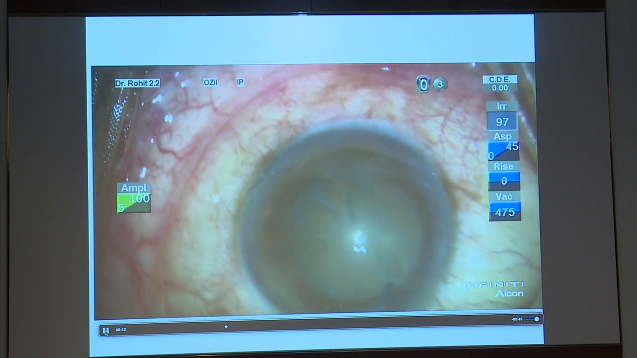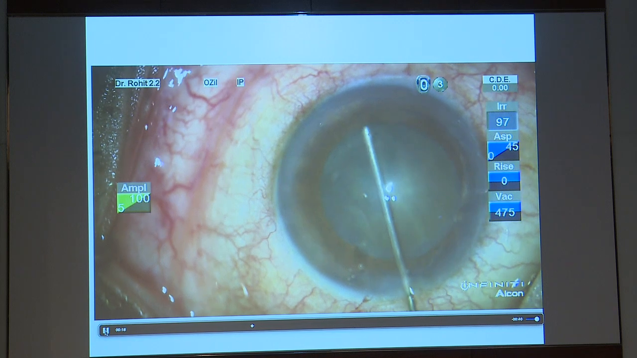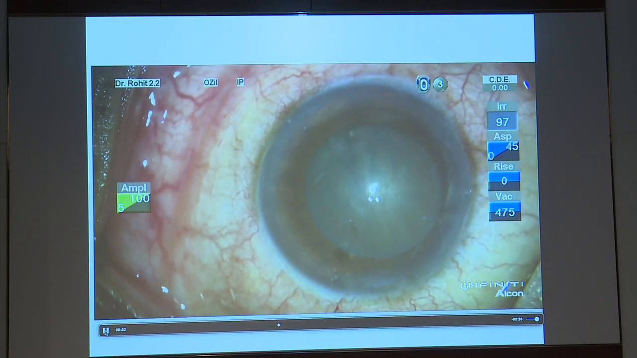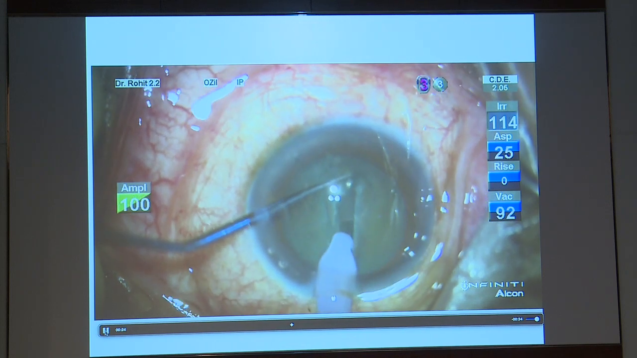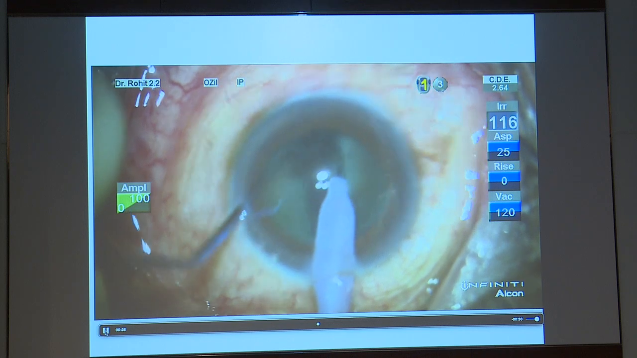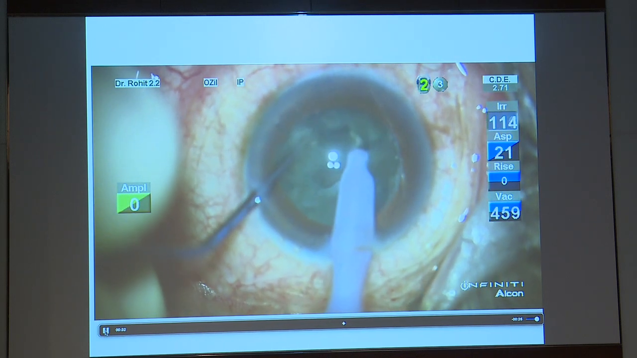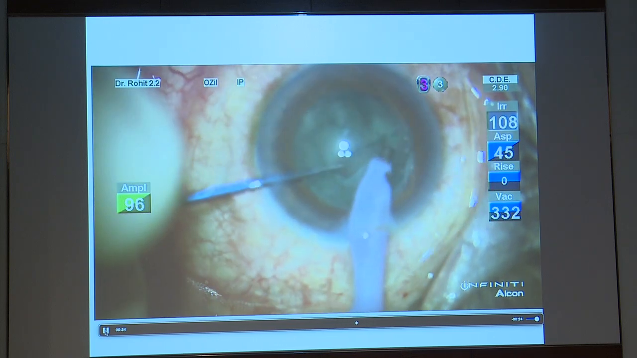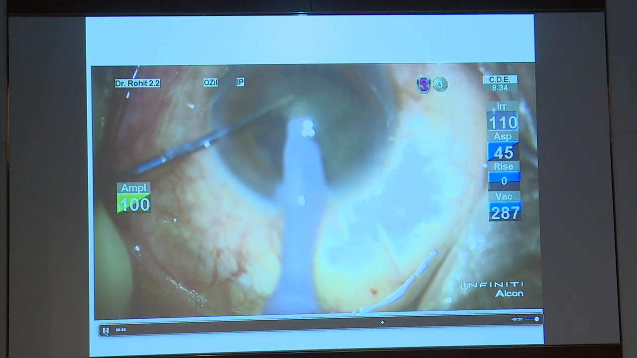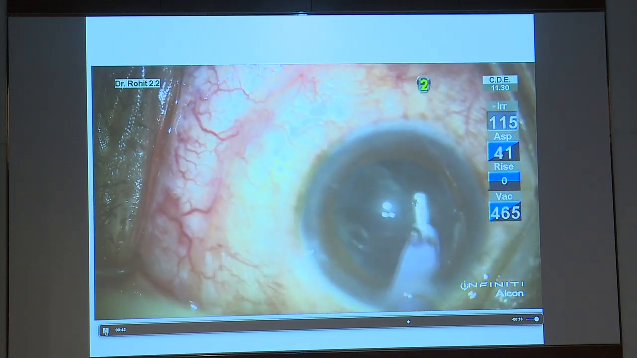The rhexis could be completed properly. A very gentle hydrodissection is done, and then the phacoemulsification is started. Here we have to note that all the maneuvers during nucleotomies should not increase the zonular dehiscence. So go slowly, and the forces should not act to increase the zonulopathy.